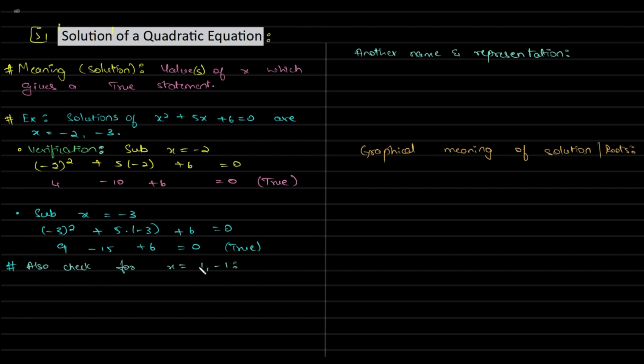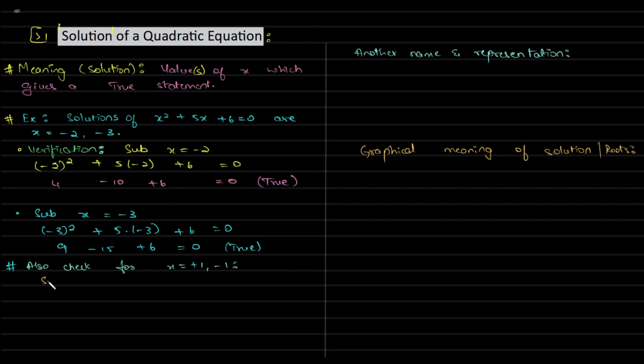So do all values, whatever you substitute, become a true statement? Is it so, or are these just exceptional values? Can other random values also be zeros of a given quadratic equation? So I've taken two random values, plus 1 and minus 1. Let's see if they are solutions of this.